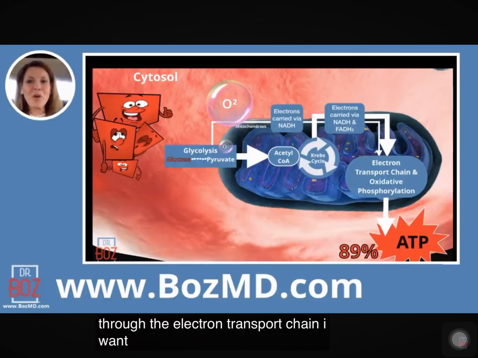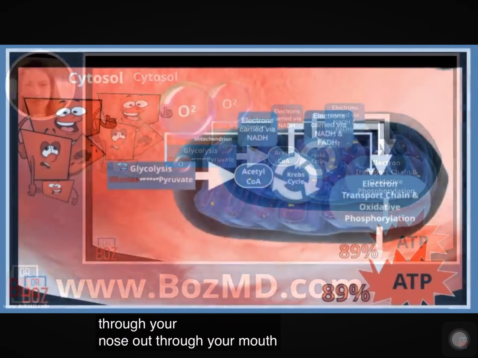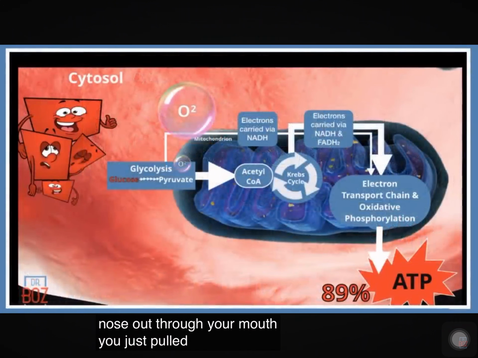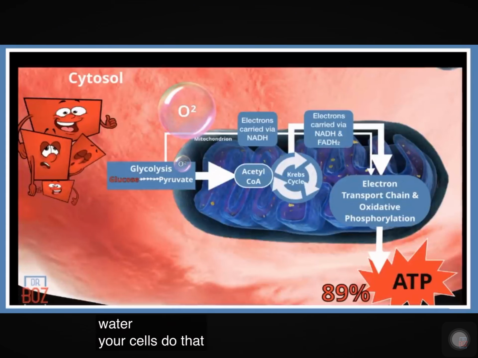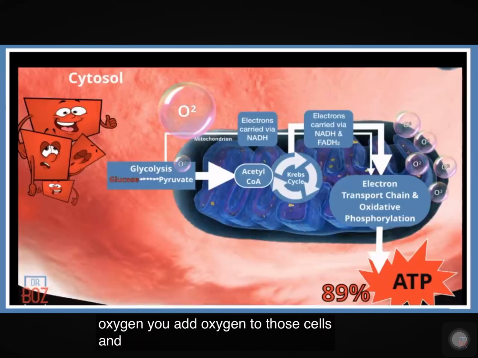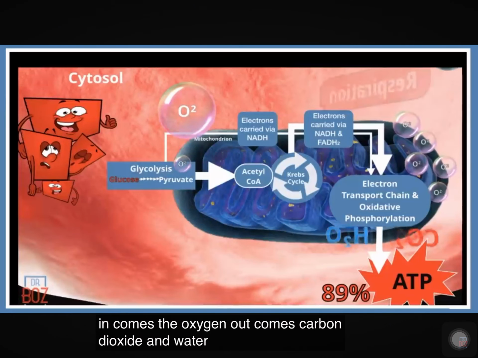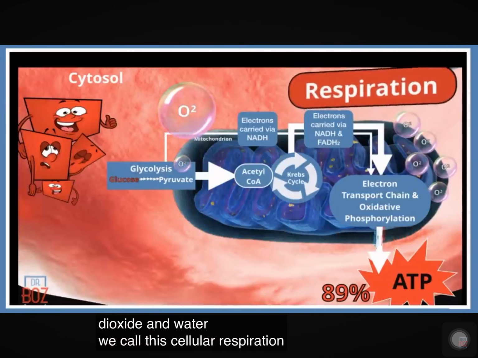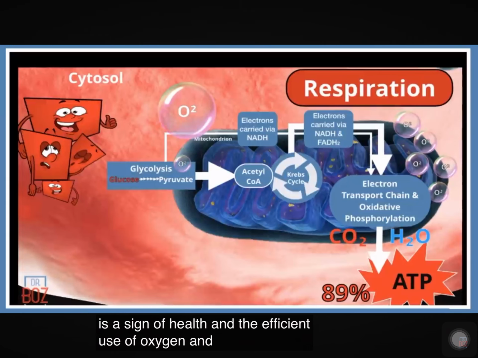I want you to take a deep breath in through your nose, out through your mouth. You just pulled in oxygen and breathed out carbon dioxide and water. Your cells do that too, especially when they're using an efficient delivery of oxygen. You add oxygen to those cells, and in comes the oxygen, out comes carbon dioxide and water. We call this cellular respiration, and it is a sign of health and the efficient use of oxygen and energy in your mitochondria.